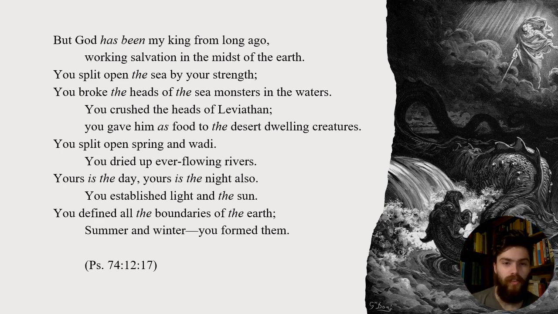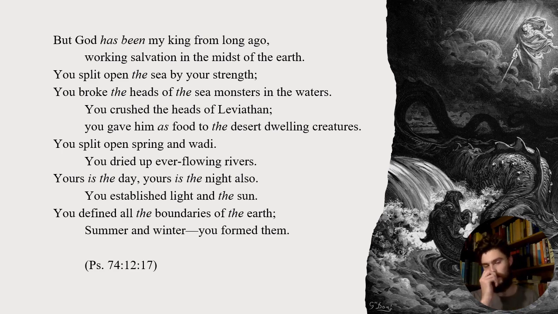You split open the sea by your strength. You broke the heads of the sea monsters in the waters. You crushed the heads of Leviathan. You gave him as food to the desert-dwelling creatures. You split open spring and wadi. You dried up ever-flowing rivers. Yours is the day. Yours is the night. You established the light and the sun. Define the boundaries of the earth.